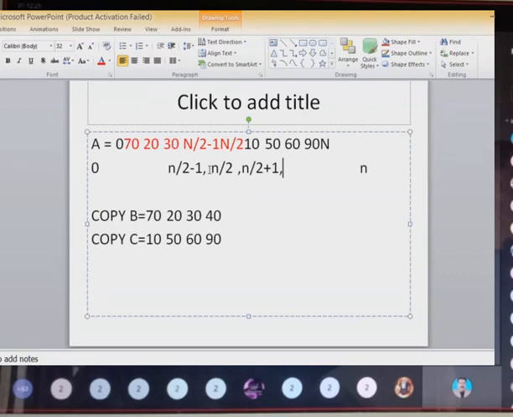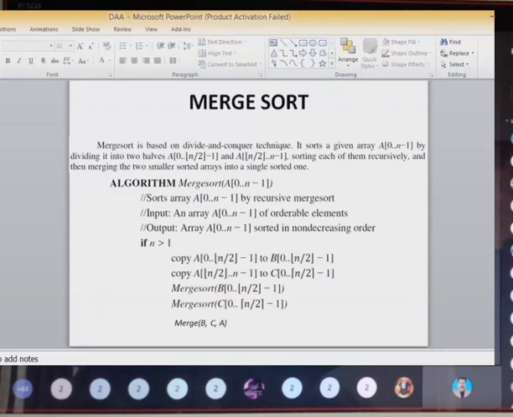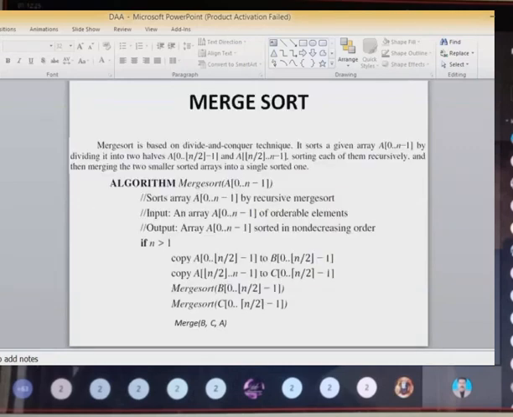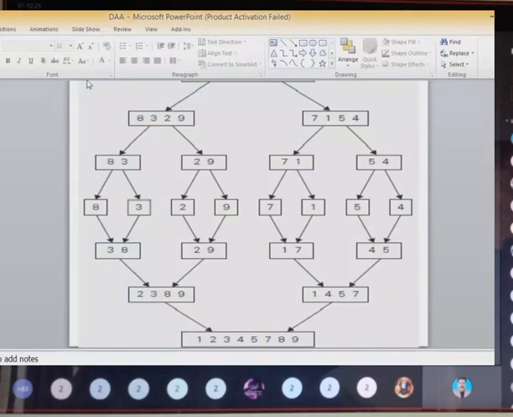Now, copy the first half of the elements, that is 0 to n by 2 minus 1, into the B array. Next set of elements to the C array. Clear, everyone? This is called merge sort. First, copy the first half of the elements to the B array. Next, copy the second half of the elements to the C array. Finally, merge B and C into the A array. This is called the first step.